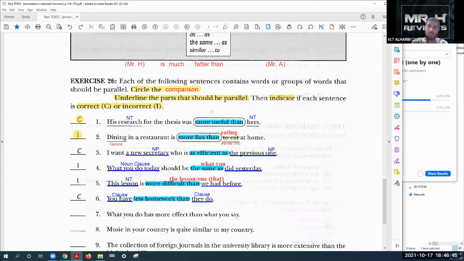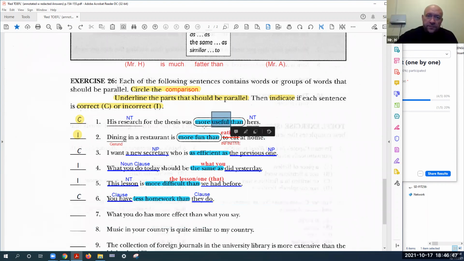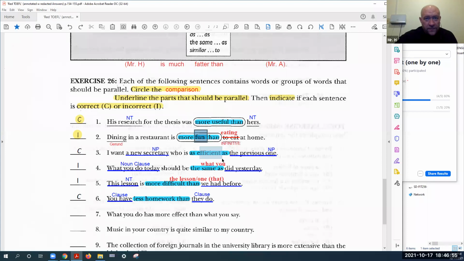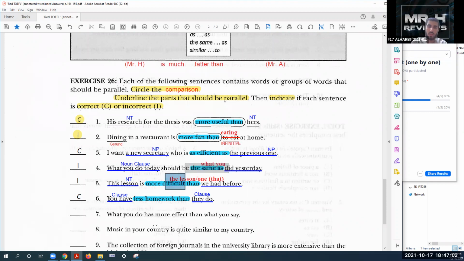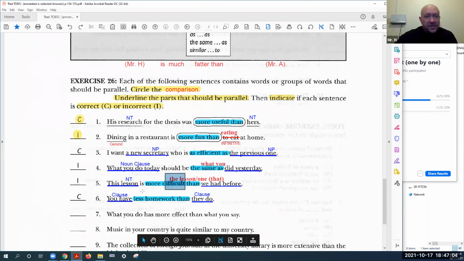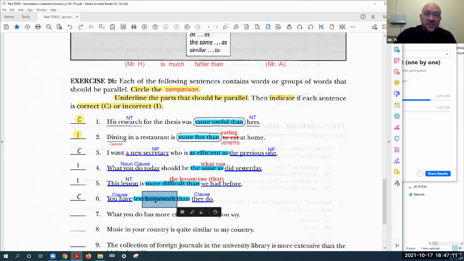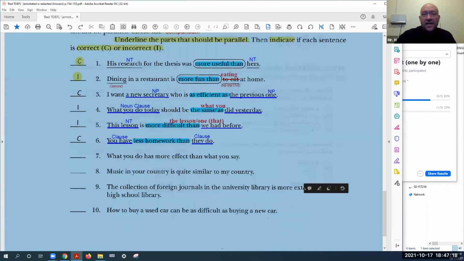Well, look here. Useful, adjective. Fun, adjective. Efficient, adjective. Difficult, adjective. Okay. But here, this is not an adjective. It's a noun. Why? Because this is the object. You have is the verb, right? Object of a verb. All right, number 7, guys.